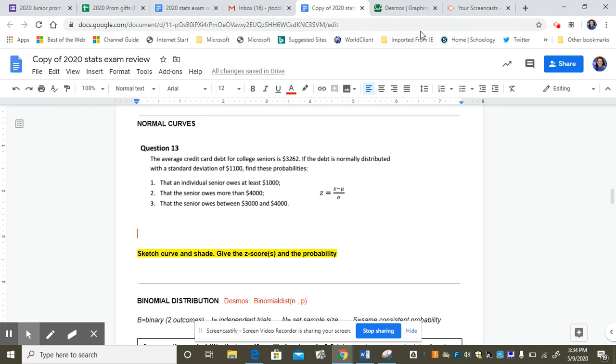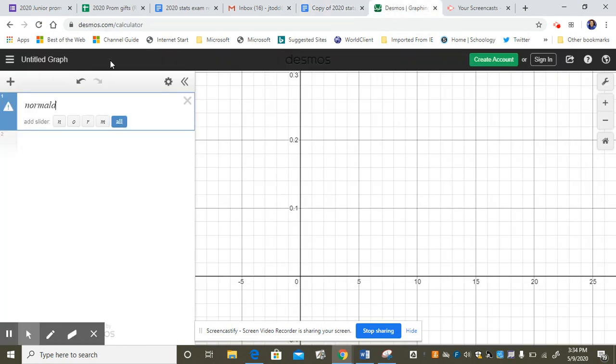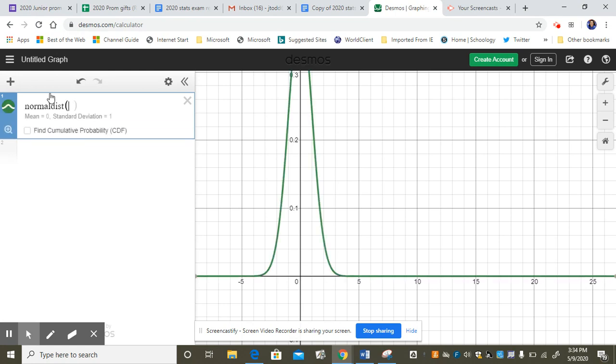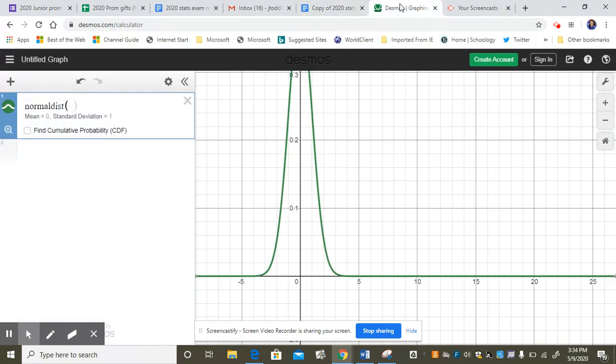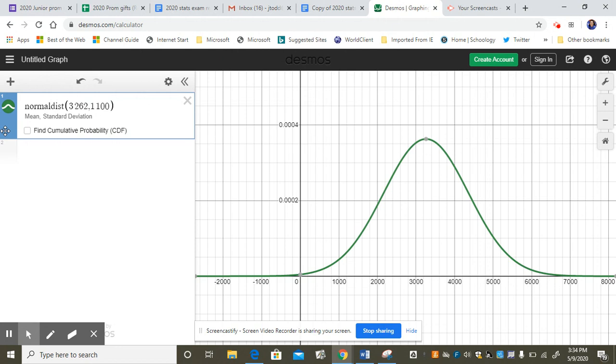So on Desmos, if you open up Desmos and start typing in the word normal dist, see how it's italicized? As soon as you do that, it turns into parentheses. You want to put the mean, comma, standard deviation: 3262, comma, 1100. And then hit the magnifying glass. I think that's helpful to actually see your normal curve.